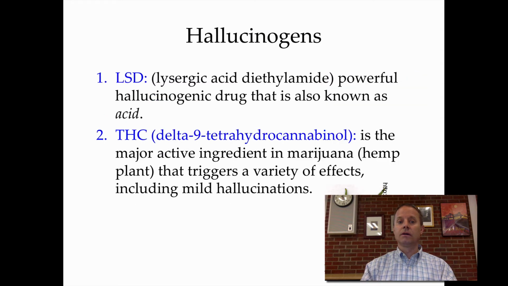What are hallucinogens? Well, 2 of the most popular ones, or the most widespread, are LSD, which is also known as acid, and THC, which is the major active ingredient in marijuana. THC also kind of mellows you out. I think you can picture the stoner stereotype where somebody's really mellow and calm, but also there's mild hallucinating going on.